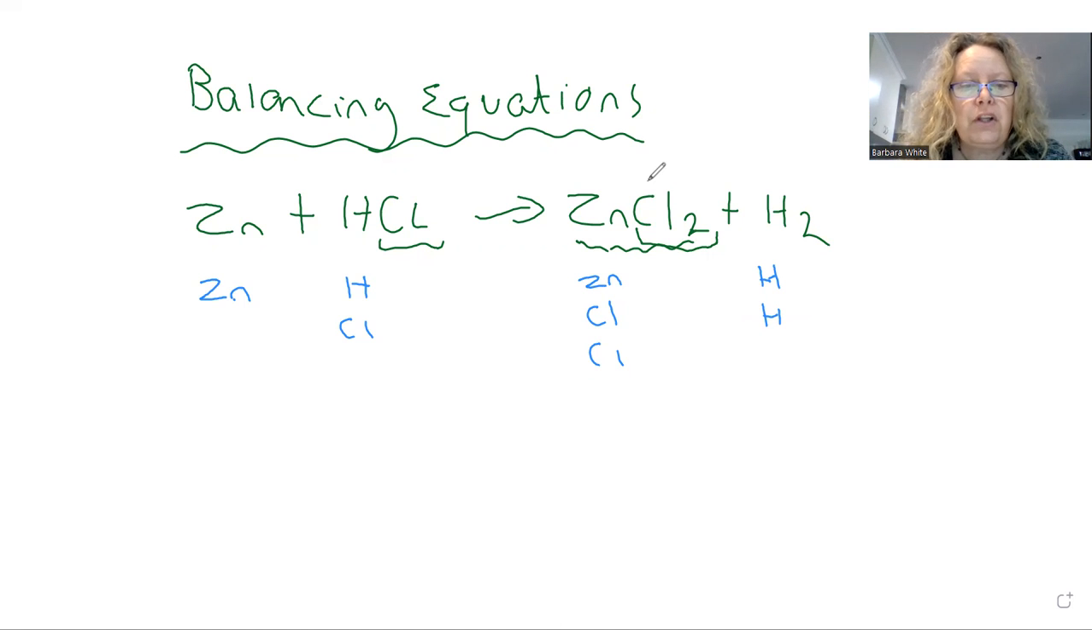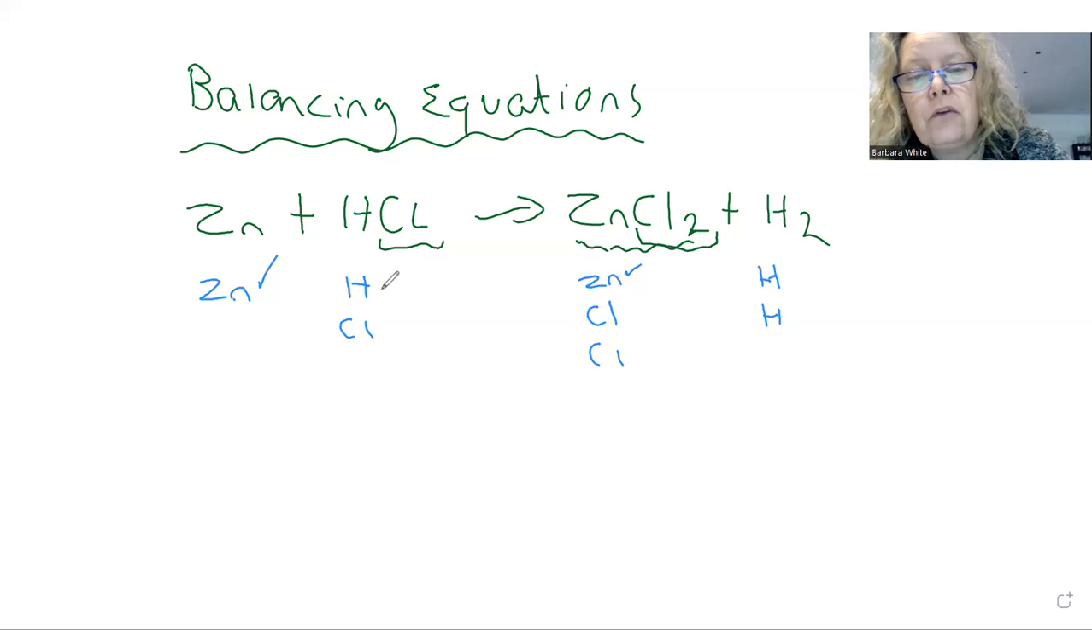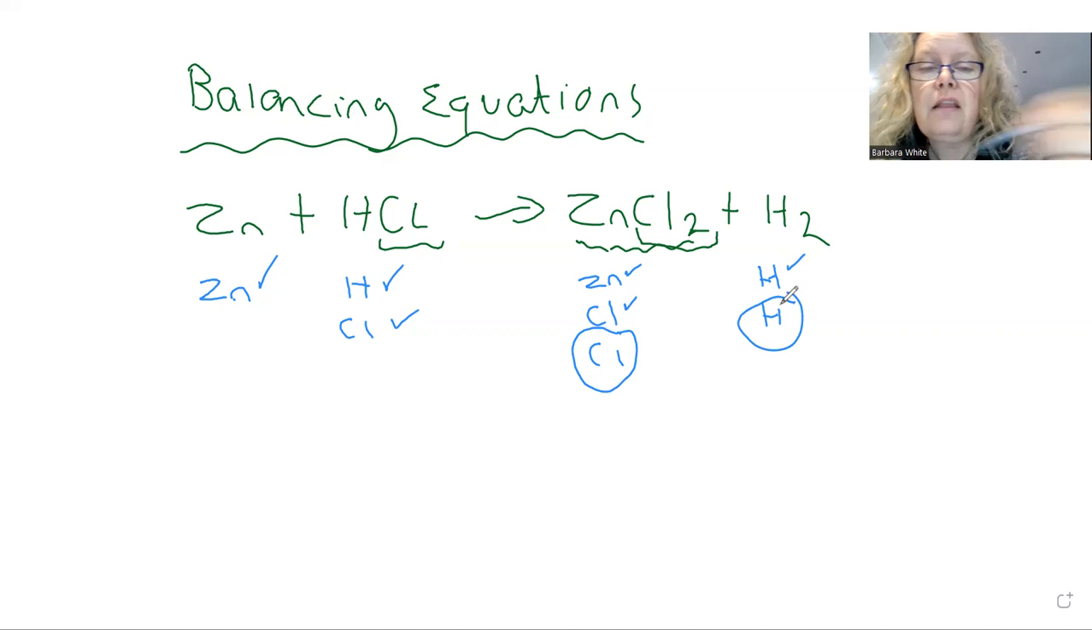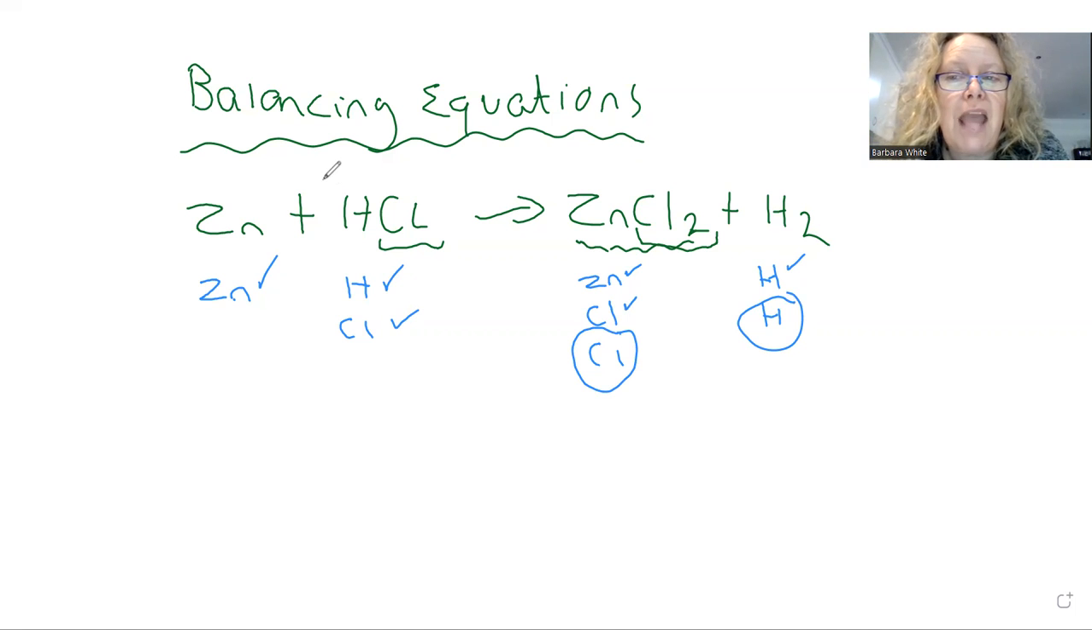Now, once you've done that, you need to just tick off and say, okay, I've got a zinc over this side and a zinc over this side. I've got a hydrogen here and a hydrogen here. I've got a chlorine here and a chlorine here. But on this side of the equation, we've got an extra chlorine and an extra hydrogen that is not on the left. So you can't take anything away, you can only add.